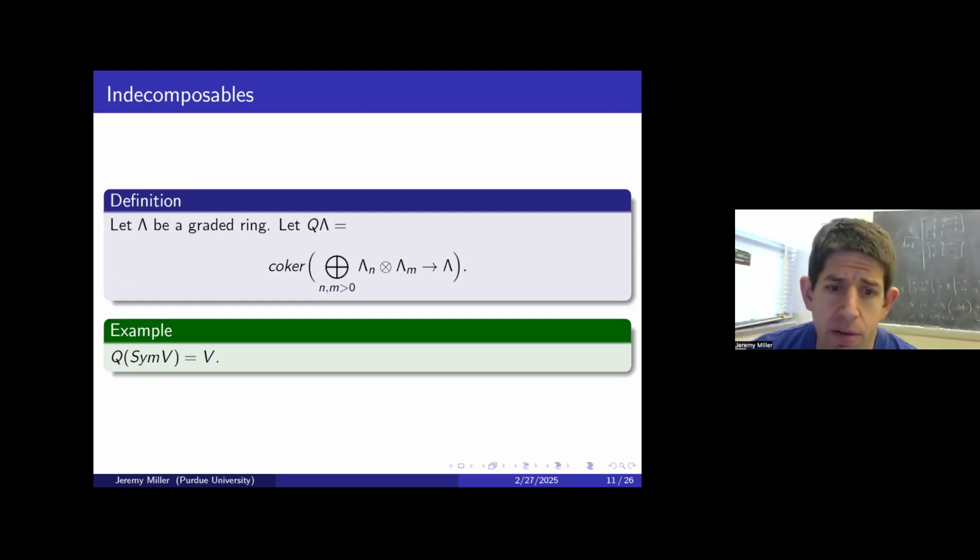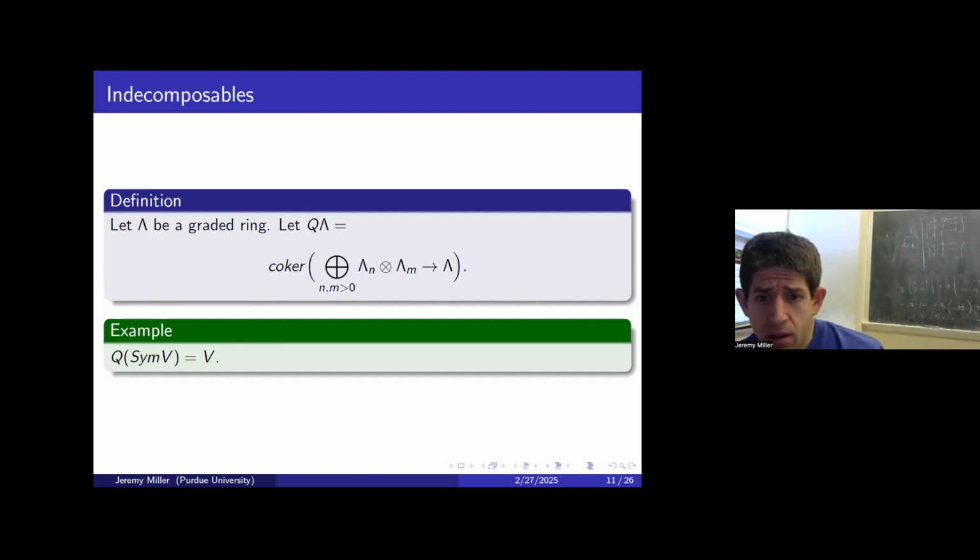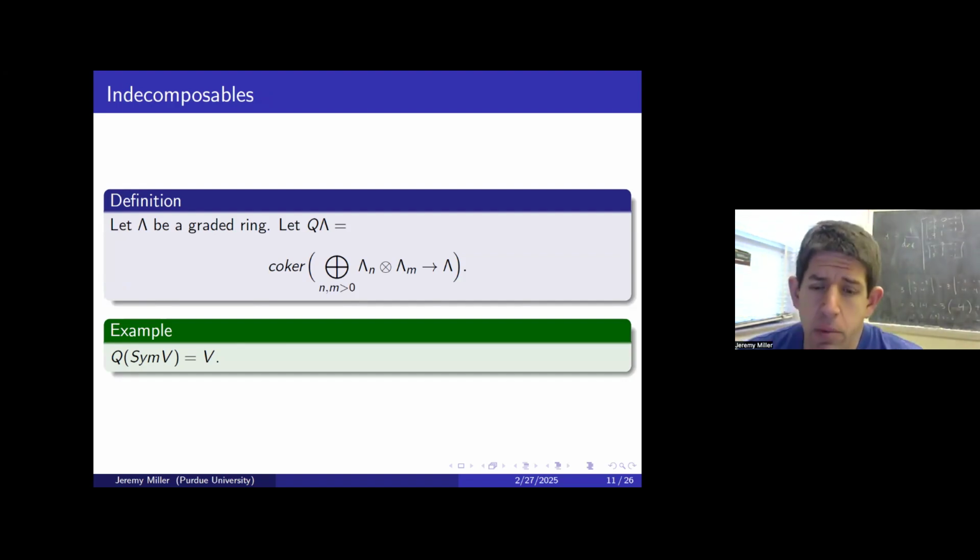Okay, I'm running out of letters for rings. So let lambda be a graded ring. Then Q lambda is defined to be the cokernel of the multiplication maps. So Q lambda is the quotient of lambda by products of things in lower degrees. This is indecomposables, like in the sense of rational homotopy theory. So if you plug in a symmetric algebra and then take Q, you get out V. Similarly, if you plug in a tensor algebra.